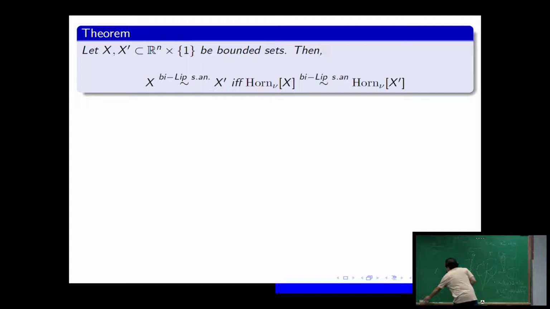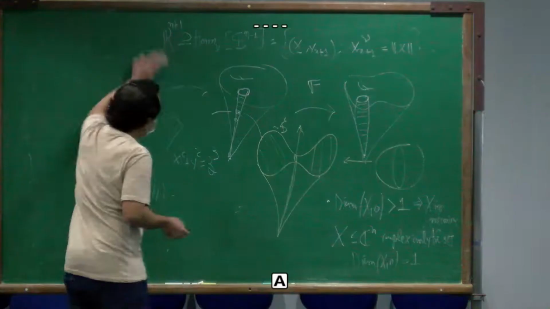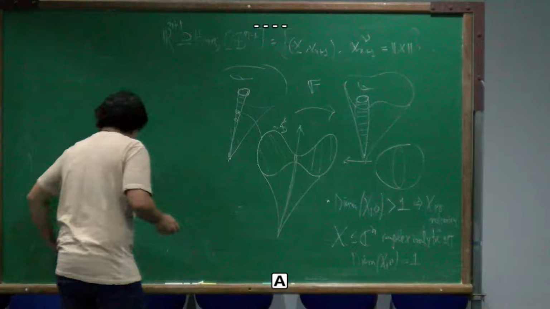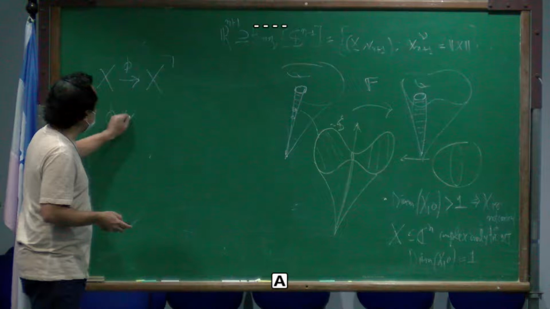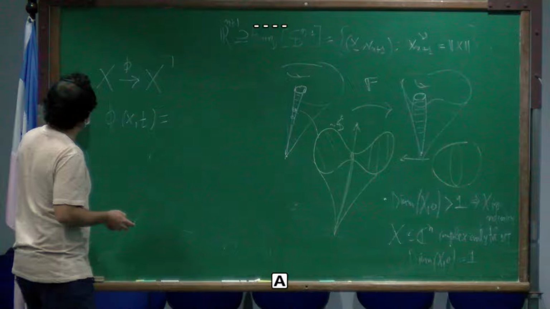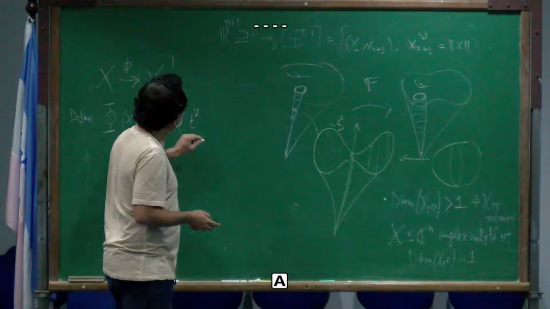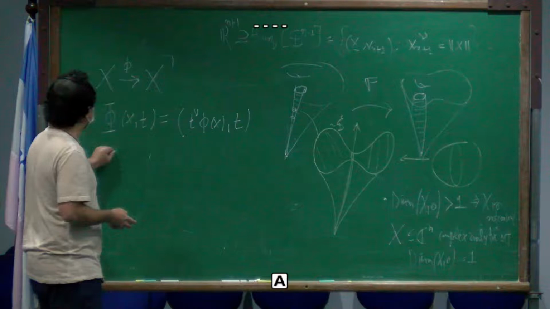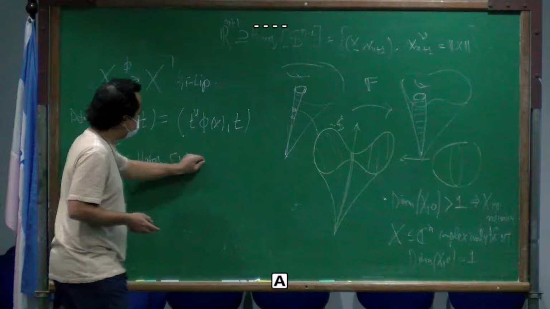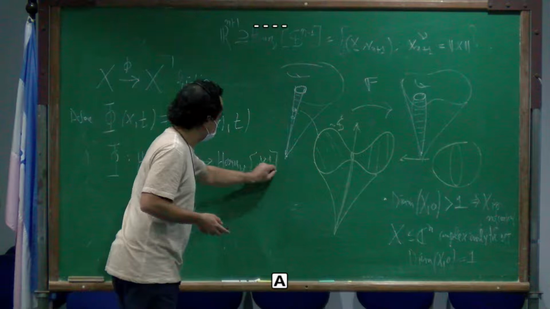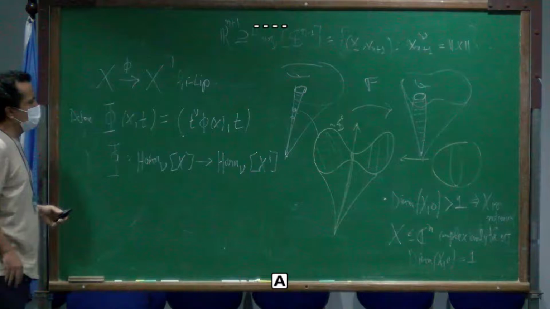Let's speak about the proof of this. If you have a bilipschitz map between the bases, you just take an extended map, defined by nu on the slices. This defines immediately maps between horns. With some computation, you can show that this map is bilipschitz.